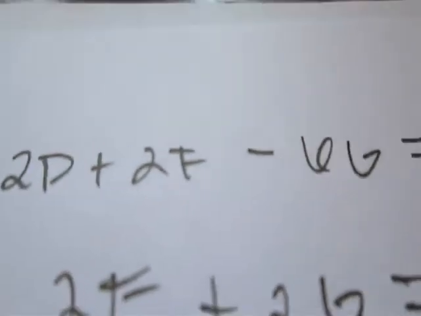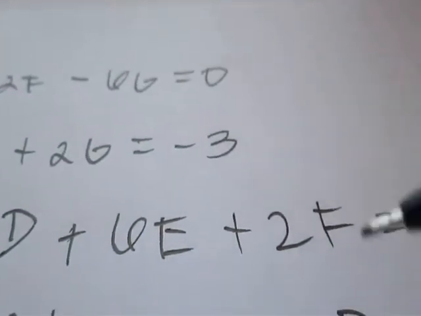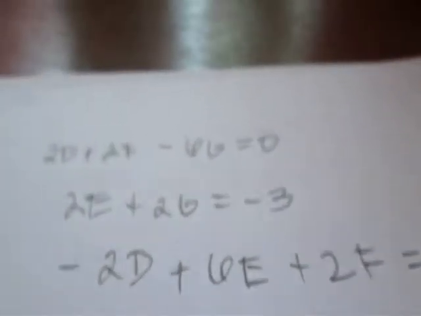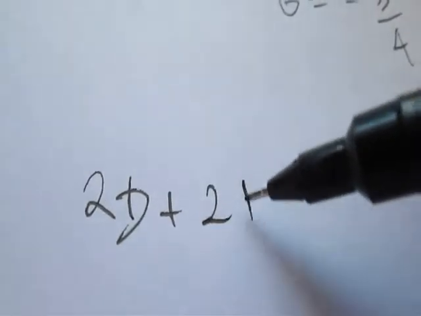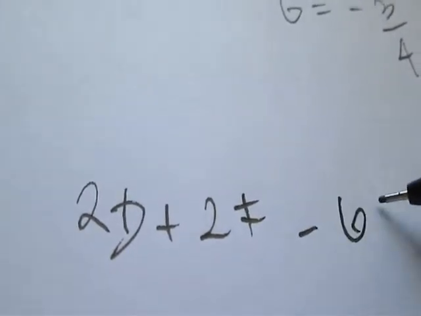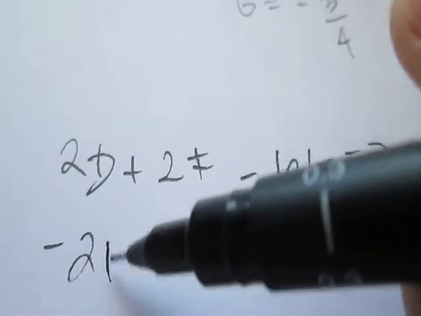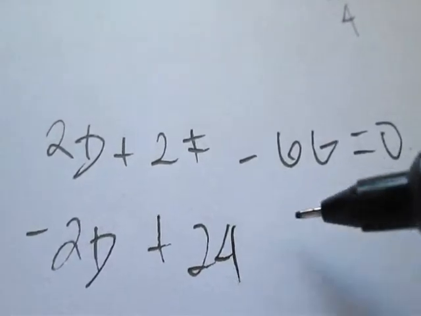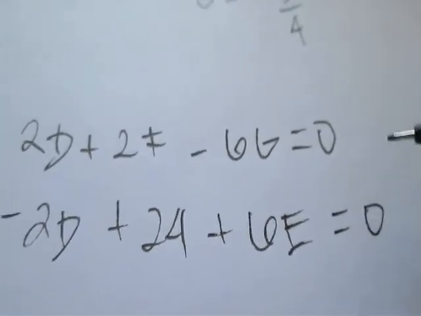Now, using this equation, 2d plus 2f minus 6g, and this negative 2d plus 6e plus 2f equals 0, so we have 2d plus 2f minus 6g is equal to 0, and negative 2d plus 2f plus 6e is equal to 0.